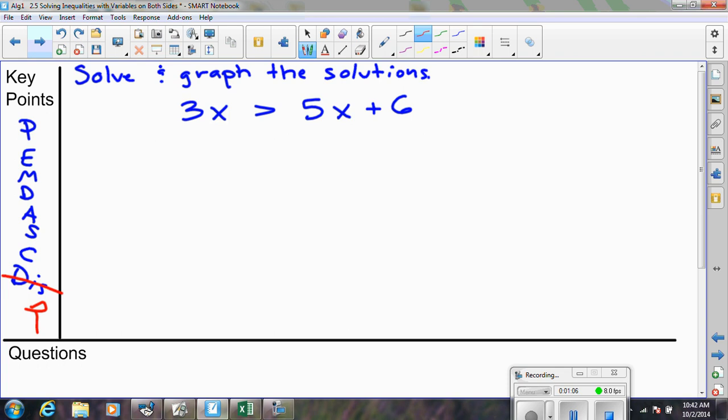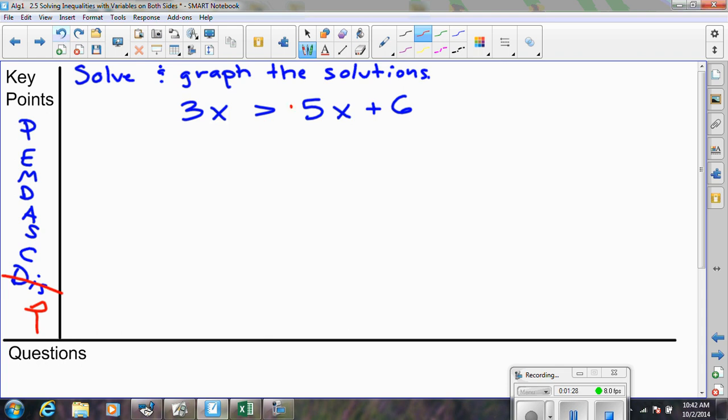In this particular problem, we have variables. We've got the x on the left-hand side. And I'm just going to draw this line. You do not need to draw it. I'm just putting it here to further emphasize. We can see the variable on both the left and the right. So we've got to put them on the same side. How do you want to do that?